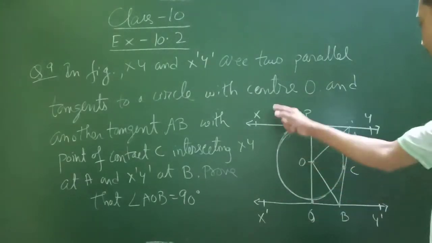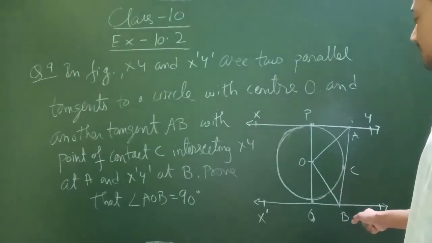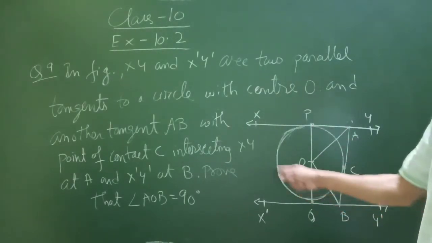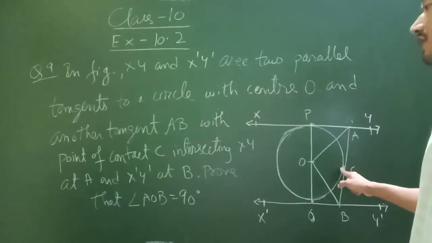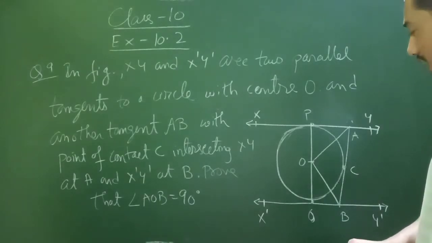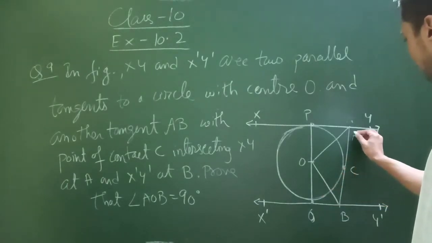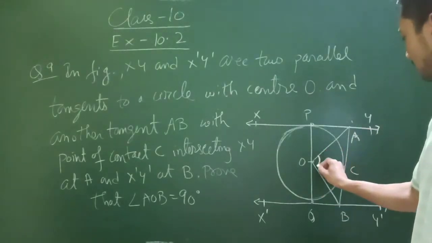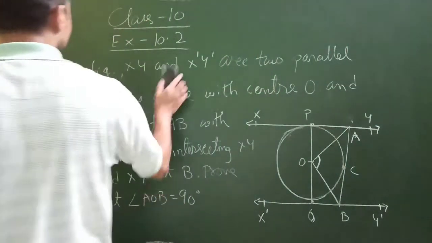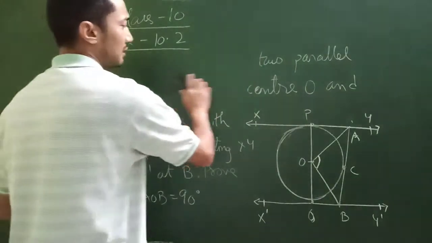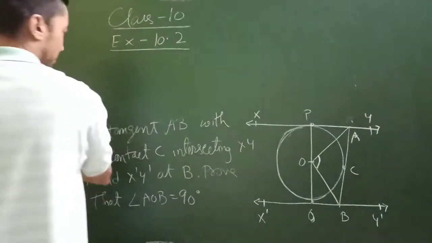In the given figure, XY and X'Y' are two parallel tangents. This is the diameter, and then another tangent AB passes through, touching the circle at C. This is the point of contact. Now we have to prove angle AOB, this is my angle here, that it is going to be 90 degrees. I hope you've written down the question. This is class 10 mathematics, exercise 10.2, question number 9.